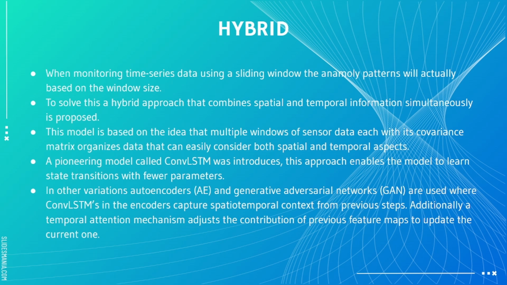A pioneering model called CONV-LSTM, convolutional LSTM, was introduced. This approach enables the model to learn state transitions with fewer parameters. In other variations, autoencoders and generative adversarial networks (GAN) are used, where convolutional LSTMs in the encoders capture spatio-temporal context from previous steps. Additionally, a temporal attention mechanism adjusts the contribution of previous feature maps to update the current one.